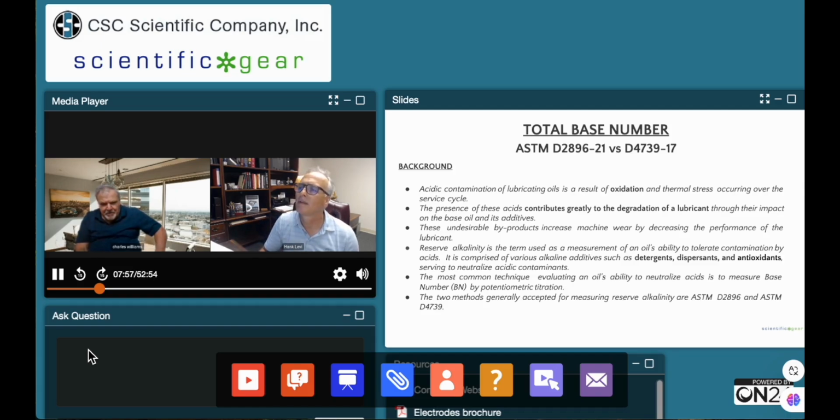Well, of course, they're all alkaline components to it. They're added. They each have their own little job to do. Detergents are a surfactant, so they keep the dirt off of the metal.